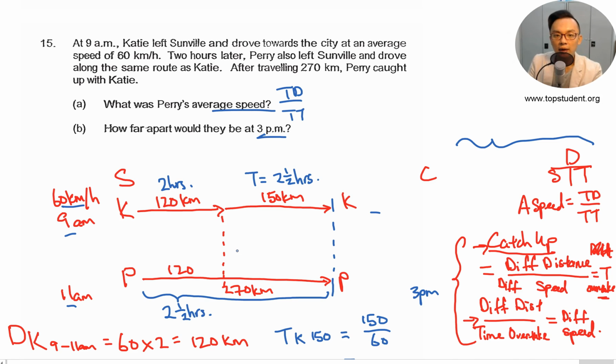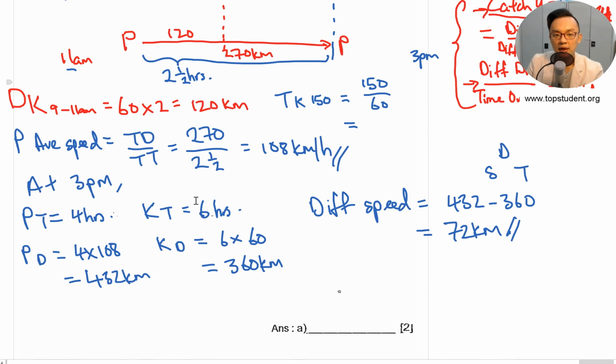And then I know 3 p.m. I have the time, so I need to find the distance. I have the speed, I'm sorry, 60 times the time that I have. So at 3 p.m. the time is 4 hours and 6 hours. I have the two speeds, so I can find how much they have traveled in that time. And then it's not difference in speed, it's difference in distance. All right, so the difference in distance is this amount.